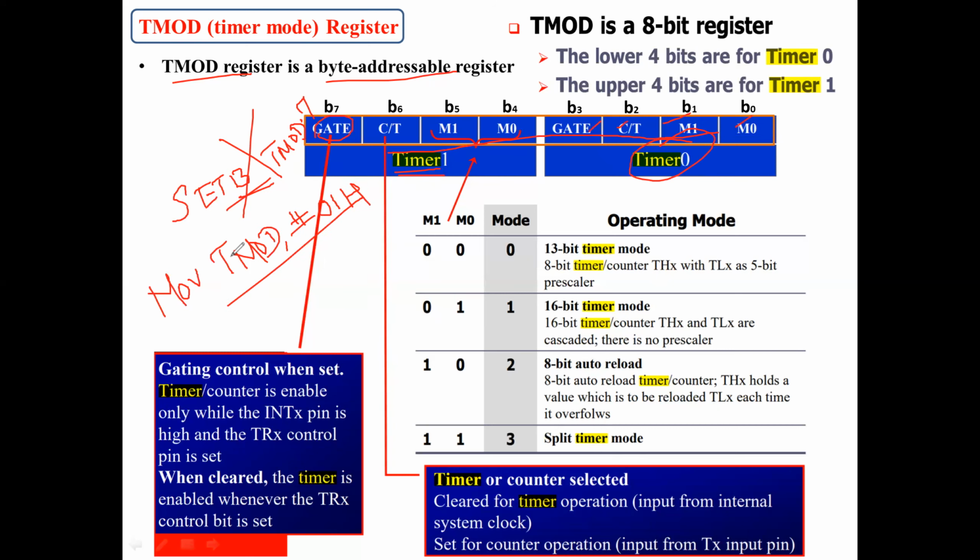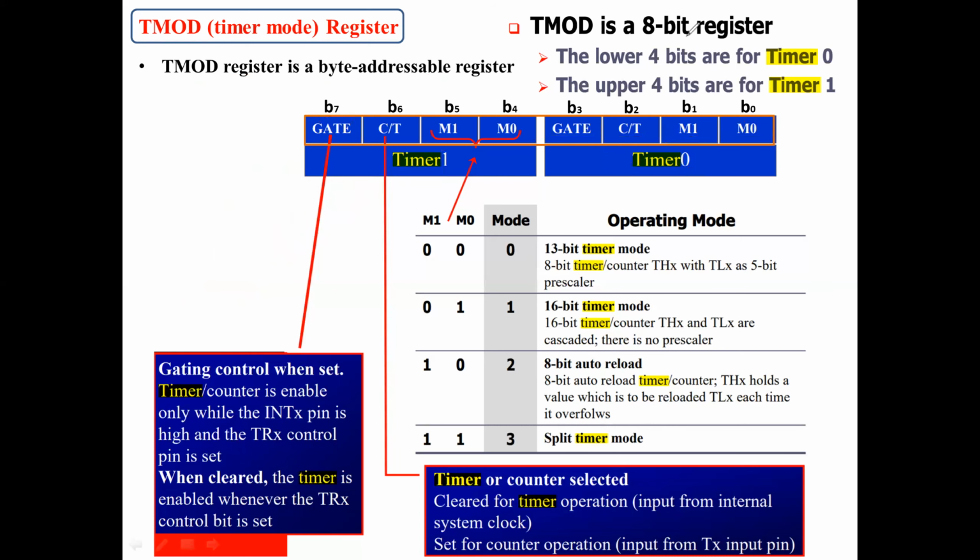So in this way only we should access. This is byte addressable. This instruction is byte. You are transferring a byte of data. This is what byte addressable means. So as of now, you must understand this.